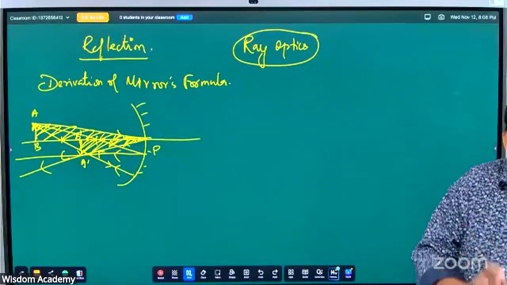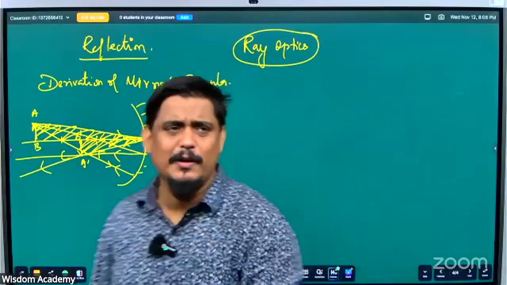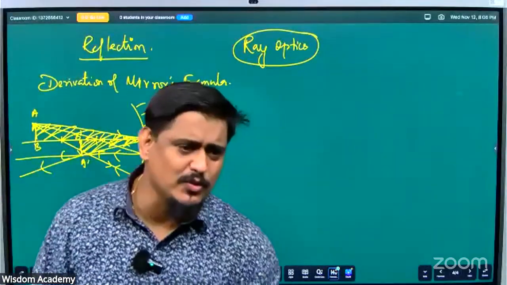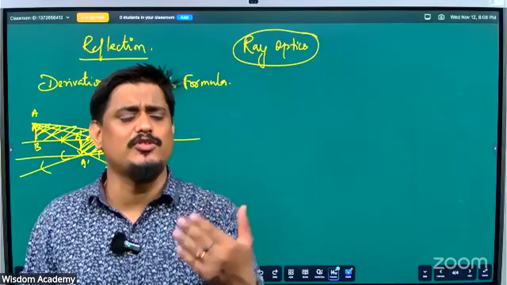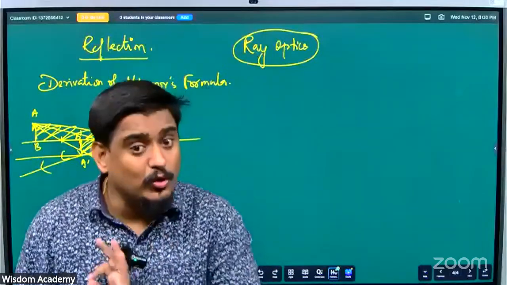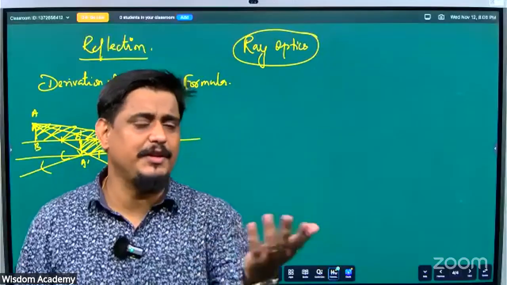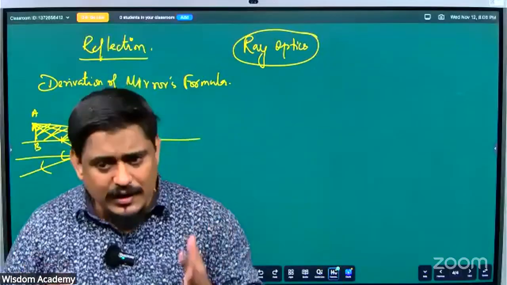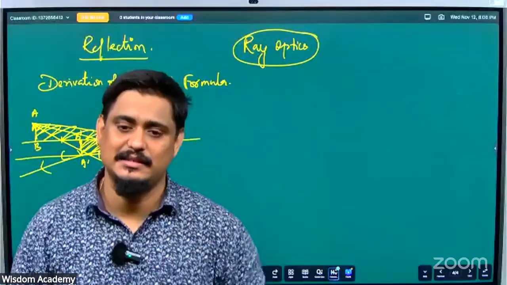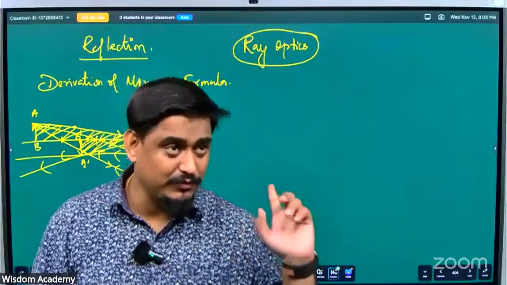If you do it with proper sign convention, you will automatically get 1 by F is equal to 1 by V plus 1 by U, and magnification, which is Hi by Ho is equal to minus V by U. Automatically it will come. I have done it in the class. Check your notes or check the video of the class. I have already done this in detail in the class. It's very simple also. That only I'm repeating.